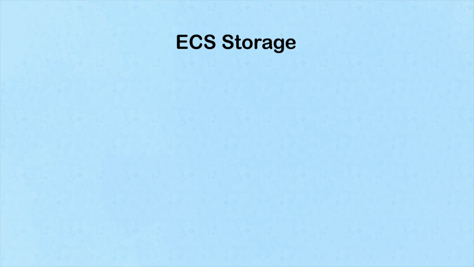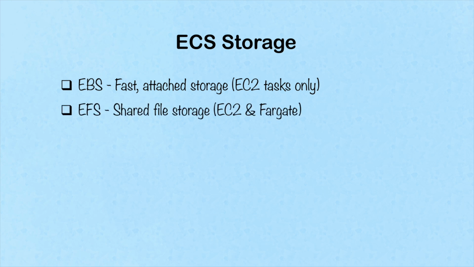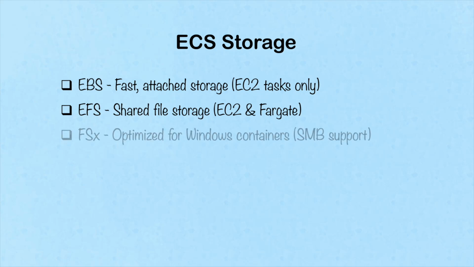When running containers on Amazon ECS, you have multiple storage choices to fit different needs. For persistent, high-performance block storage, Amazon EBS volumes are ideal. They attach directly to EC2 tasks, offering low-latency SSD or HDD storage, perfect for databases or cache-heavy apps. If you need shared file storage accessible across multiple tasks, Amazon EFS is the go-to solution, providing scalable, fully managed NFS storage that works seamlessly with both EC2 and Fargate tasks.